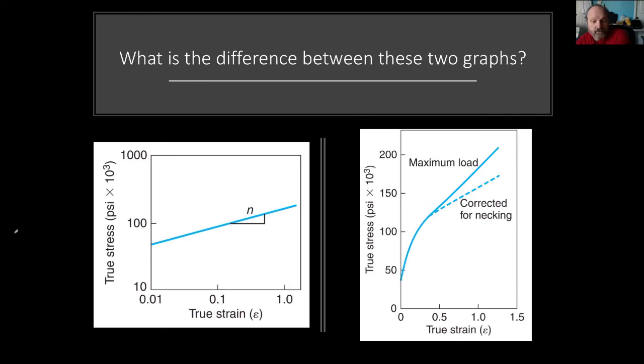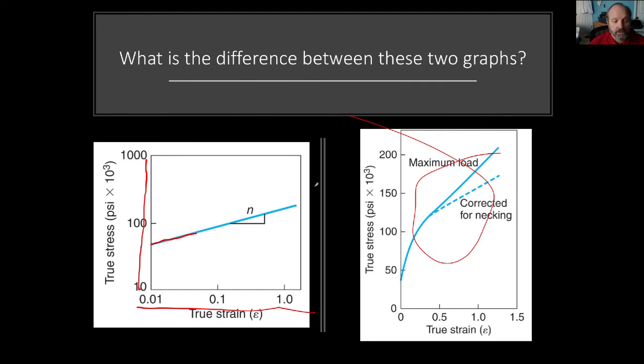Okay, if we take our true stress versus true strain graph and plot it on a log-log scale, that's the difference between these two, right? Take a look at the scale here. It goes in decades rather than linear, and the same thing with the stress. So strain is on a log scale and stress is on a log scale. If I were to plot the data on the right, on the left side, you would get a straight line.